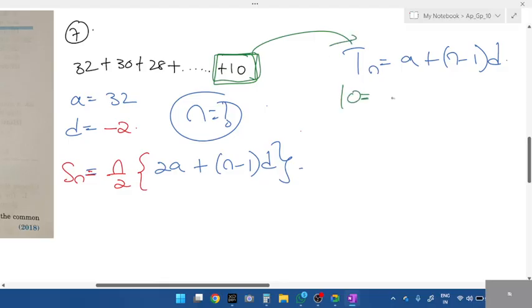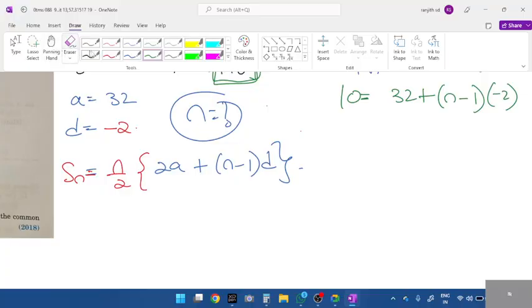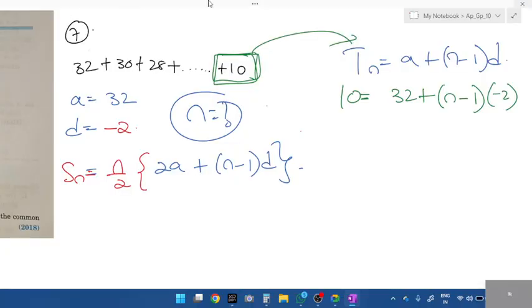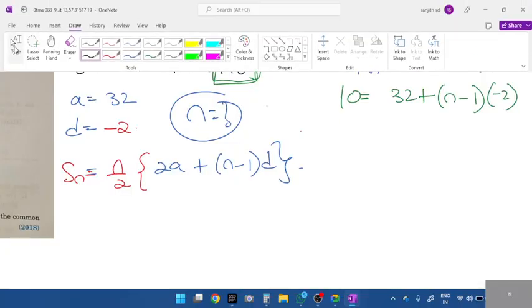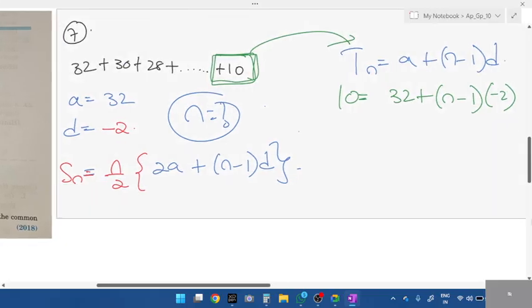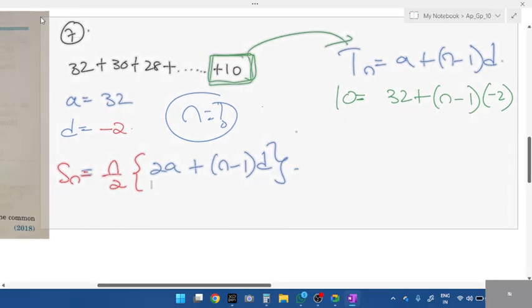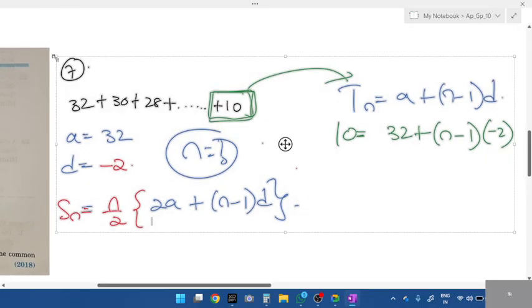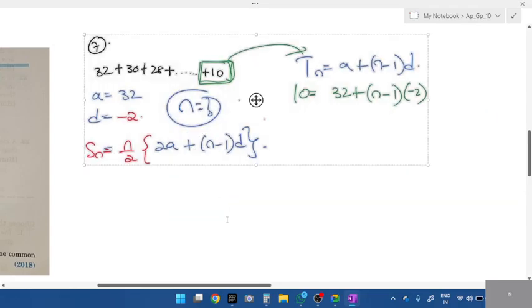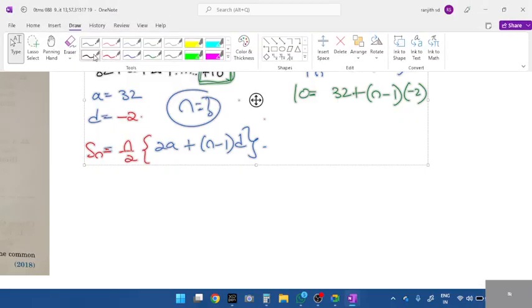10 is equal to A, which is 32, plus n minus 1 into, what is D, Naomi? Minus 2. All of you try this question. After trying this, substitute. There are two formulas to find the sum, students. Substitute and find the answer. After the break, I'll start the next concept.